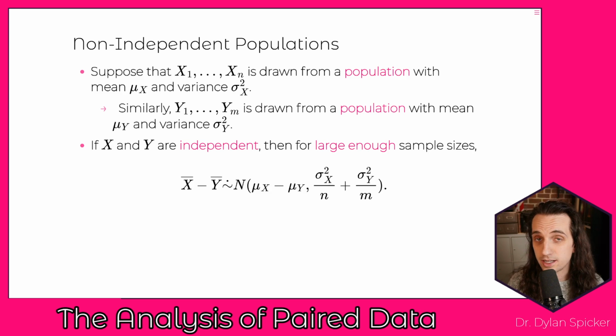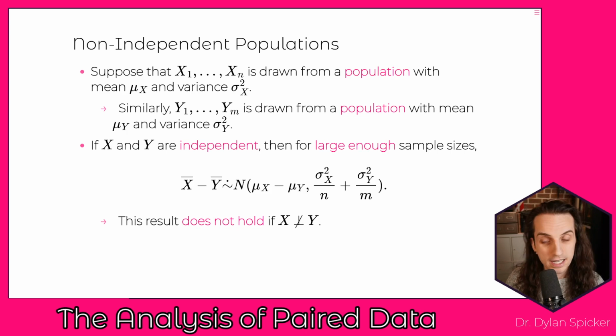Now, if x and y happen to be independent, then as long as we have a large enough sample, or if we're willing to assume that the populations themselves are normally distributed, we're going to end up with an approximately normal sampling distribution for the difference between our sample means. So x bar minus y bar will be approximately normally distributed with a mean of mu x minus mu y and a variance of sigma x squared over n plus sigma y squared over m. Now, this result is not going to hold if x and y are not independent of one another.